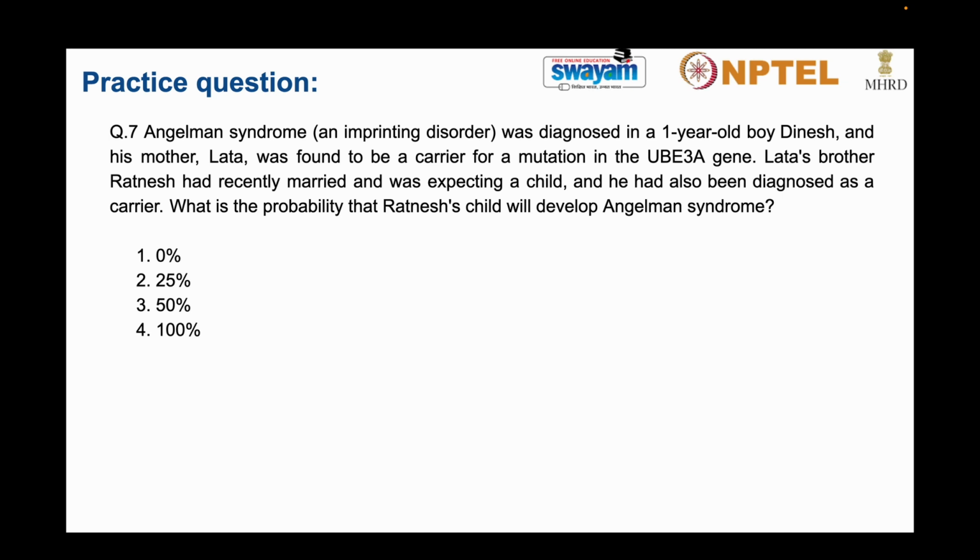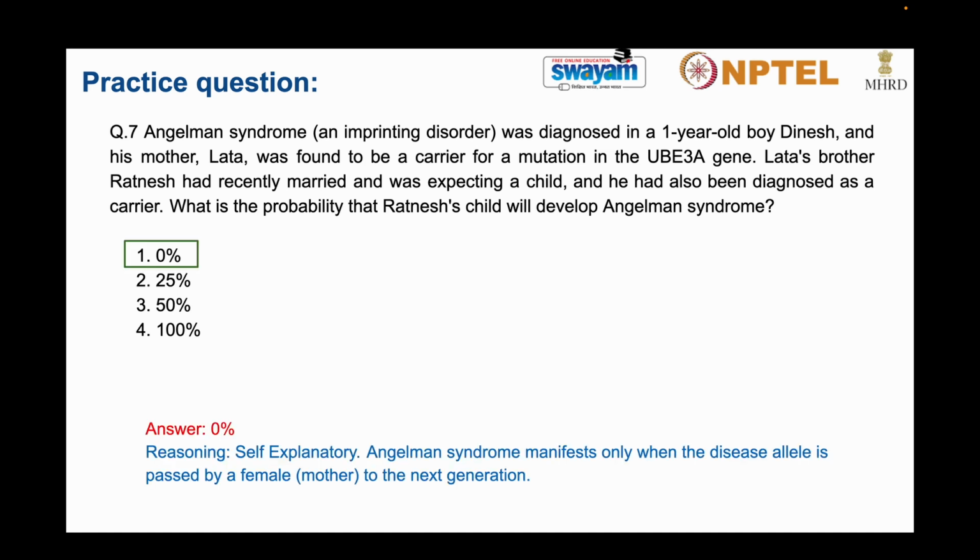Now Lata's brother Ratnesh, who has also recently married, has also been diagnosed as a carrier. So what is the probability that his offspring will also be affected? What do you think? Now this Ratnesh is also carrying that particular mutation, and you know it is maternal imprinting. A few people have replied in the chat as option A, or 1, 0%. What about the rest? Okay, so option 1 is correct, which means 0%.